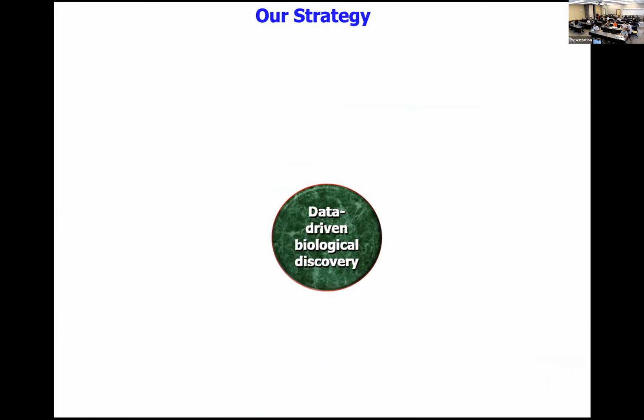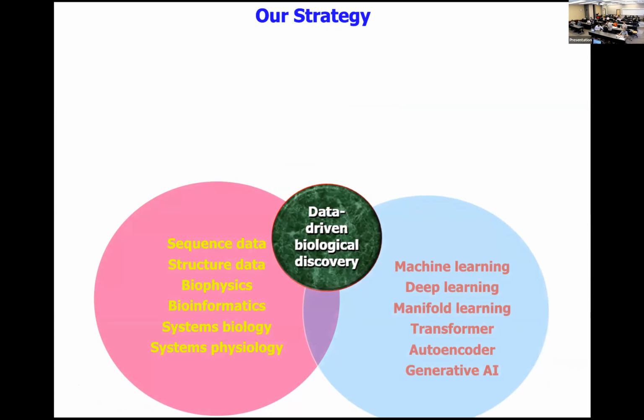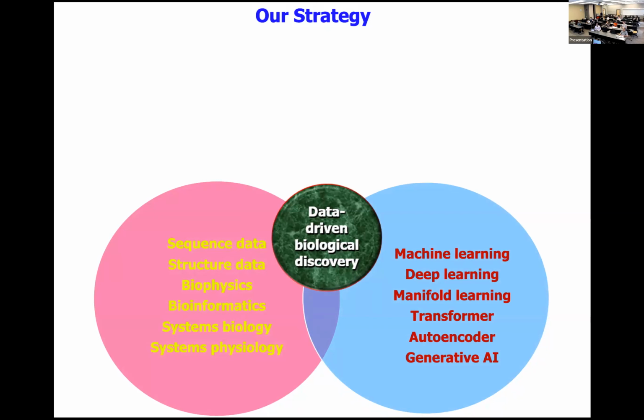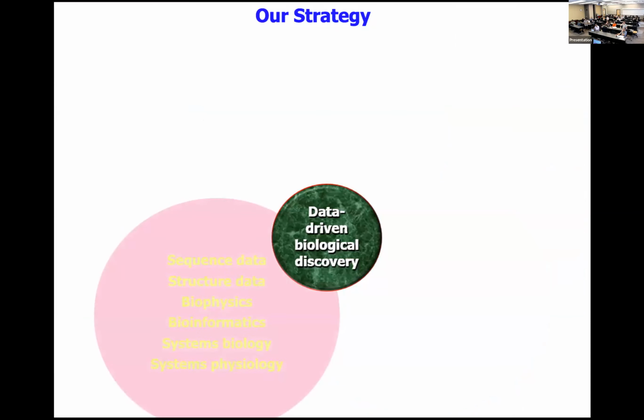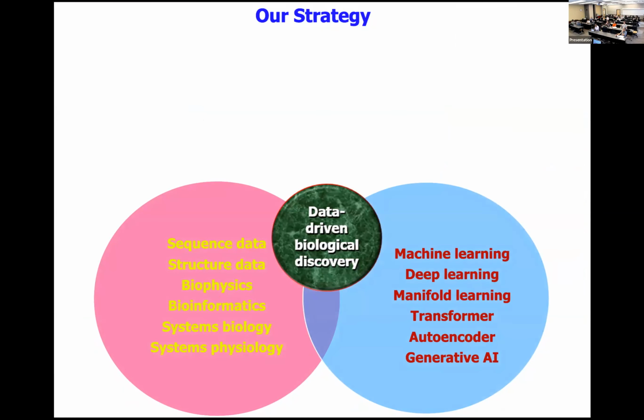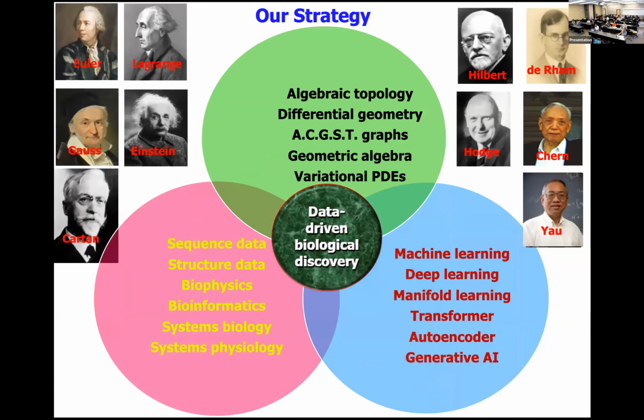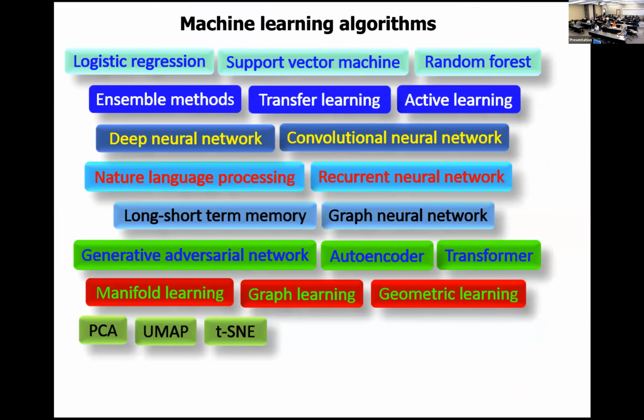We are trying to do data-driven biological discovery. Similar to other people, we take all kinds of biological data and pass them through all kinds of machine learning algorithms. But on top of that, we also do a lot of measurements, using different geometry, algebra, and topology, and try to look for the best algorithm for real-world applications. I will show you some real-world applications. We also combine the whole thing with all kinds of machine learning.